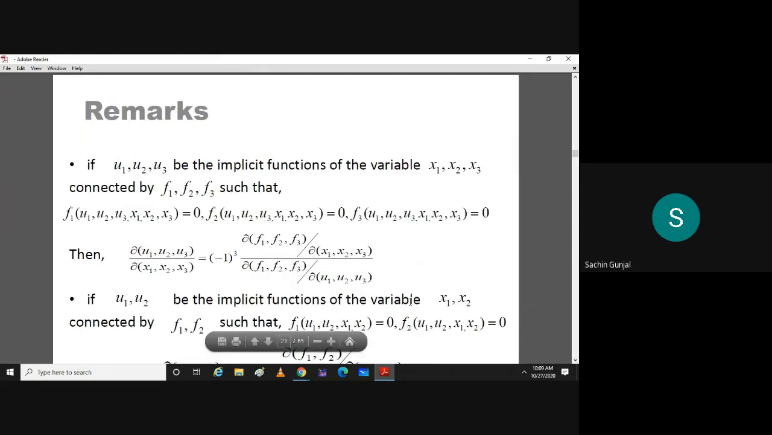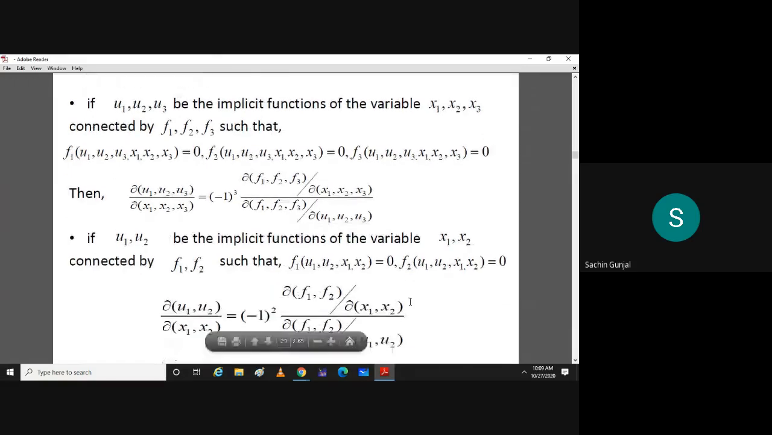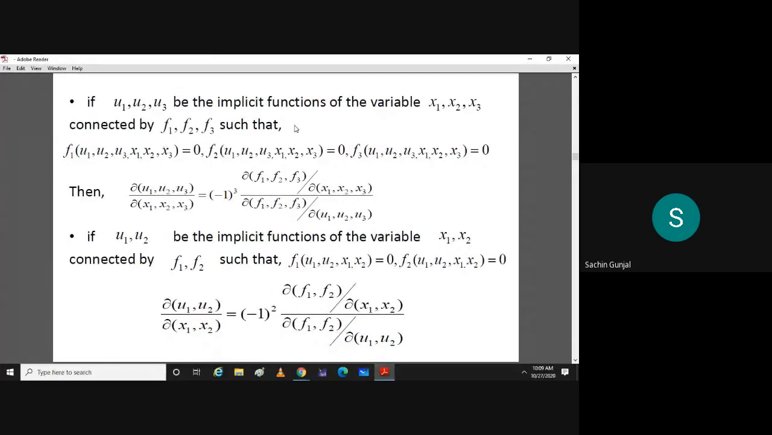All right. So just write it down. If u1, u2, u3 are implicit functions of x1, x2, x3 connected by relations f1 equal to 0, f2 equal to 0, and f3 equal to 0, then Jacobian of u1, u2, u3 with respect to x1, x2, x3 is equal to (minus 1) cube, because n is 3, times Jacobian of f1, f2, f3 with respect to x1, x2, x3 divided by Jacobian of f1, f2, f3 with respect to u1, u2, u3. This is for 3 variables.